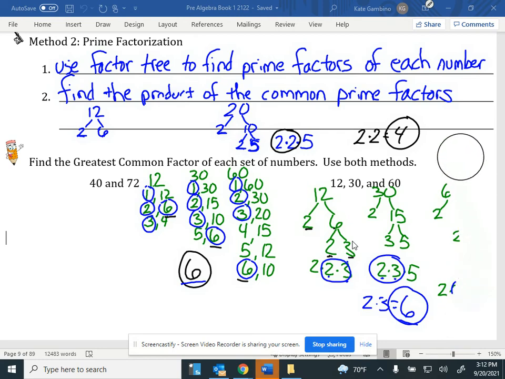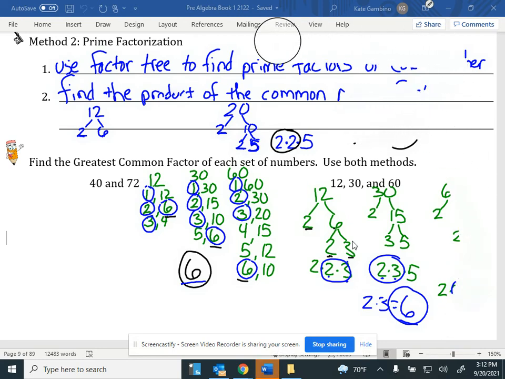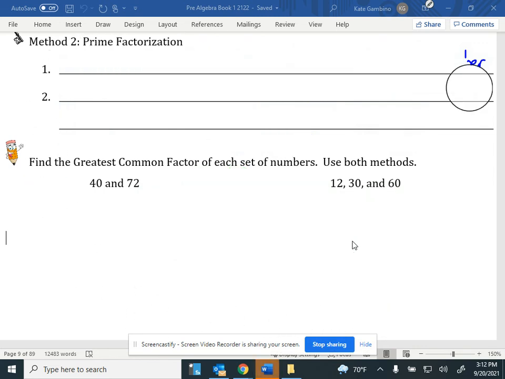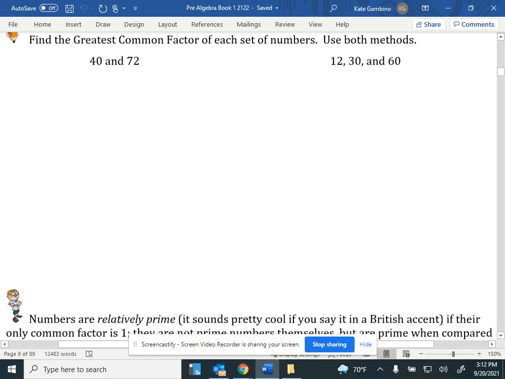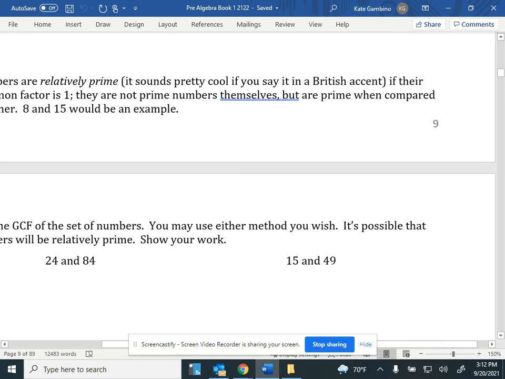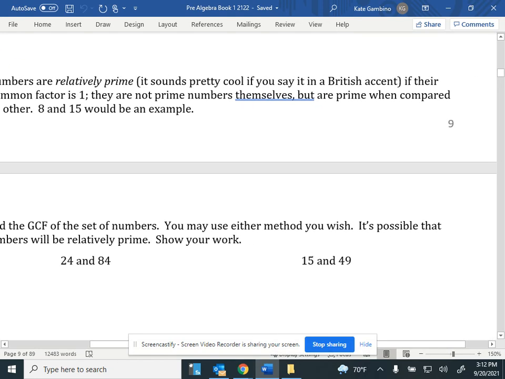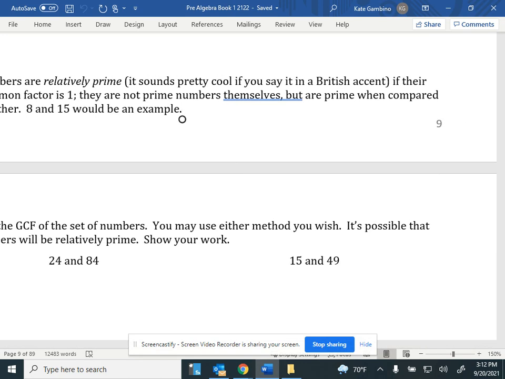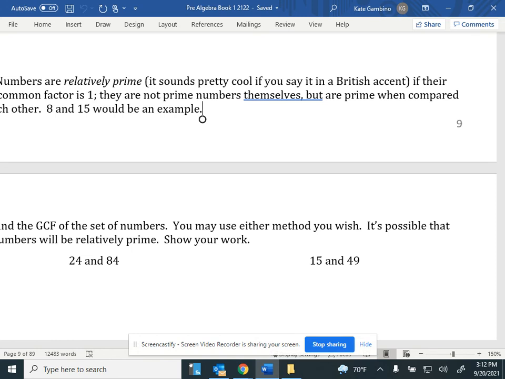The one thing to keep in mind is at the bottom of this page, so I need to scroll it down. At the bottom, there is a note: numbers are relatively prime. It sounds pretty cool if you say it in a British accent. I do not do accents well, so I'm not even going to try. But numbers are relatively prime if their common factor is 1. They are not prime numbers themselves, but are prime when compared to each other.